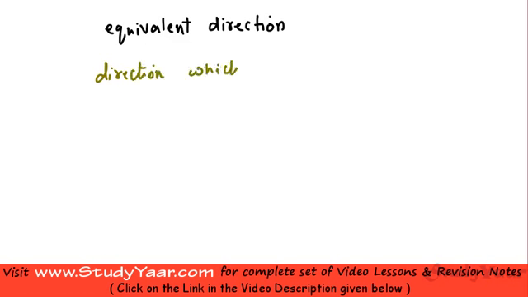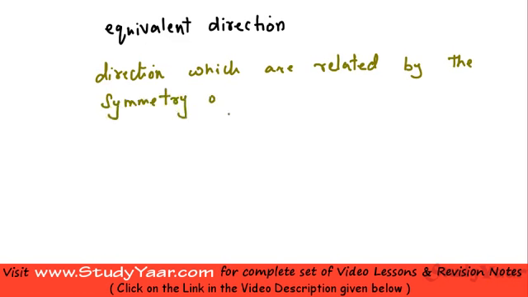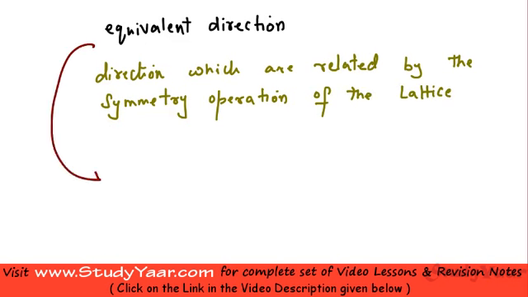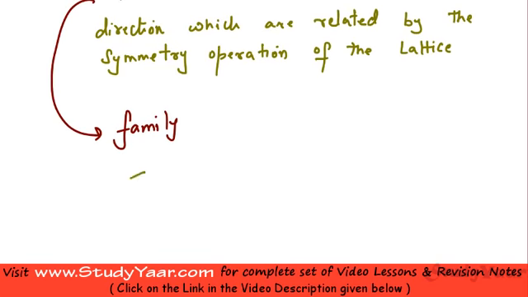We consider some directions to be equivalent. So what are equivalent directions? Equivalent directions are the directions that can be related by the symmetry operations of your crystal lattice. I'm just going to write over here that directions which are related by the symmetry operations of your lattice are equivalent. We say that they belong to the same family of directions. We represent a family of directions within angular brackets.